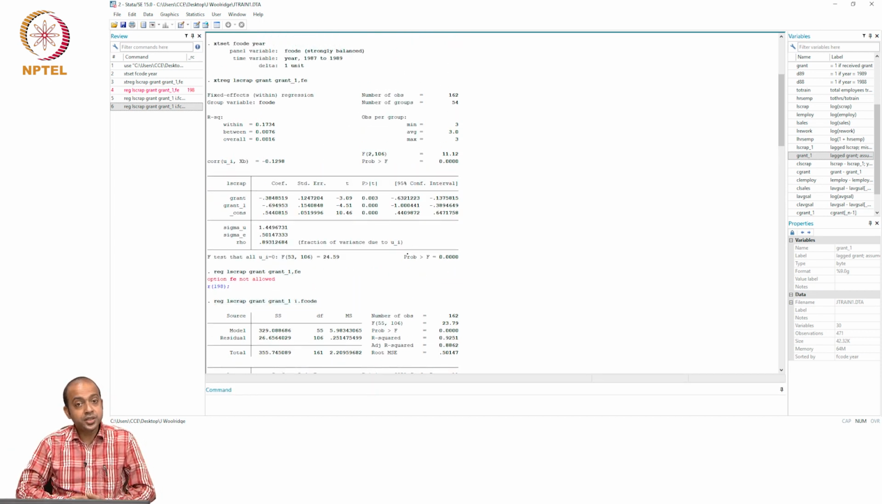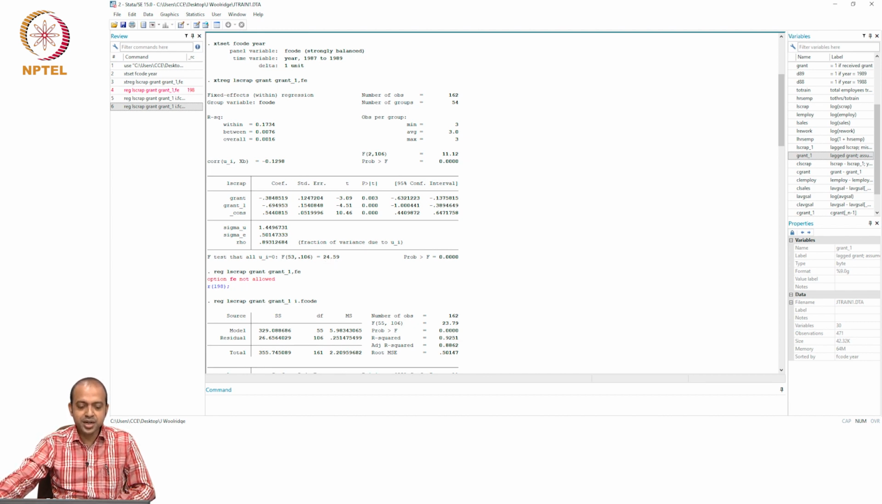Now, Stata is reporting that F statistic also to check whether there is a presence of significant AI. Look at this, this is the F test. What is the F test? This is the F test where we are testing that all UIs are 0. So, this is 53 and 106 and 24.59.